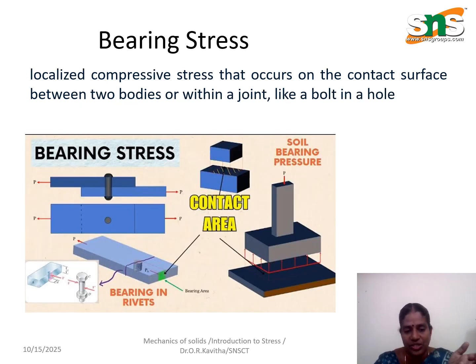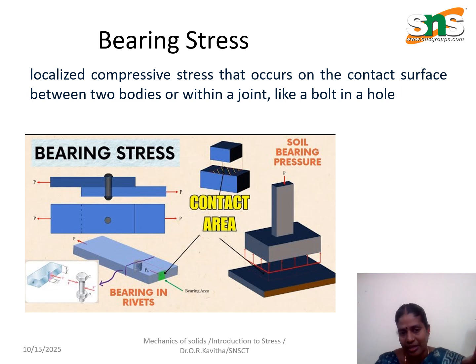And the next one is the bearing stress. Here, mostly if you are taking steel structures, there are two types of structure most widely used in the construction industry. One is the RCC structure and another one is the steel structure. If you are taking the steel structure, we are using joints. So the joints may be bolted, welded, or riveted. Wherever we are using bolts, in those places stresses will be created. That stress we are calling a bearing stress.